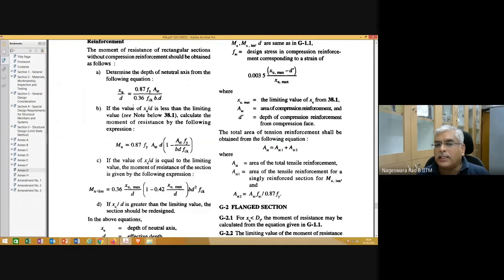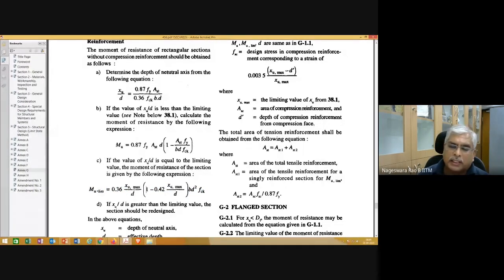And now let's go further. If the value of XU divided by D is equal to the limiting value, that means it's a balanced section. The moment of resistance is given by, you can calculate either with respect to steel or with respect to concrete. Here that relation is given with respect to concrete.